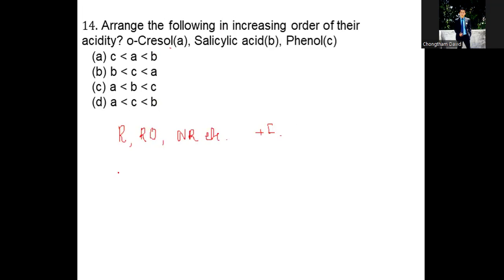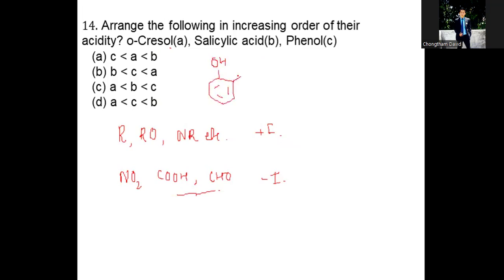So what are electron withdrawing groups? Or you can say minus I effect. You have nitro, carboxylic acid, all the carbonyl compounds. Okay, minus I effect. So based on this, you know the structure of cresol.